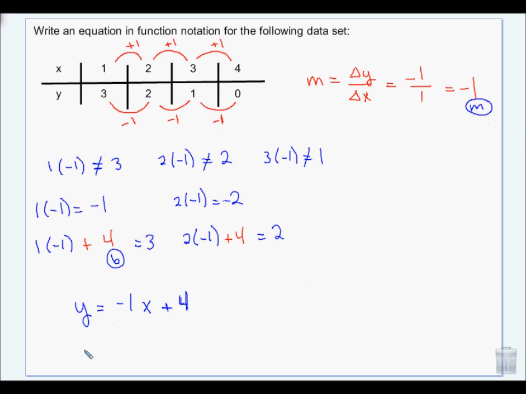If you want to put that in function notation, I replace the y with f of x, and I get f of x equals negative 1x plus 4. Or you can also write it without that negative 1 and just put negative x plus 4. This is actually more standard, to not put the ones in there.